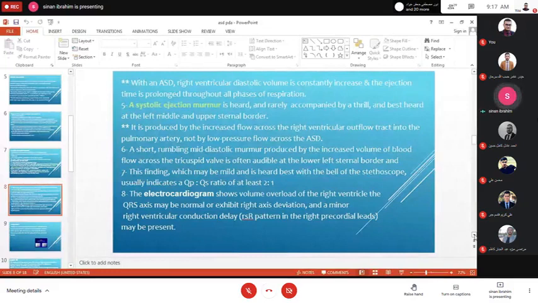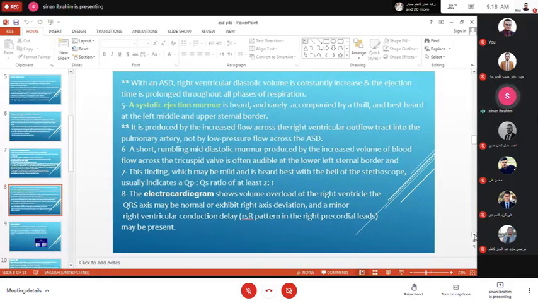Sixth is a short rumbling mid-diastolic murmur produced by increased volume of blood flow across the tricuspid valve. It is often audible at the lower left sternal border. Seventh, this finding, which may be mild and is heard best with the bell of a stethoscope, usually indicates a Qp:Qs ratio of at least 2 to 1.